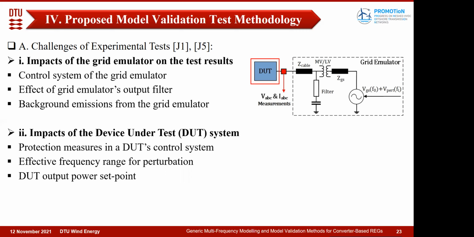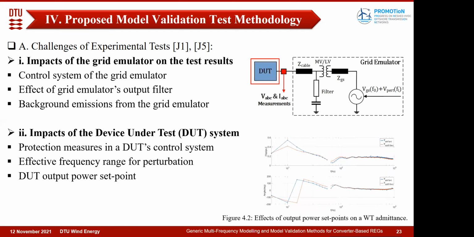And the second part is the frequency range, in which range of frequency we can perform these tests. For example, here the grid emulator is limited by its bandwidth and also the bandwidth of this output filter. And the next part is the DUT output power set point.